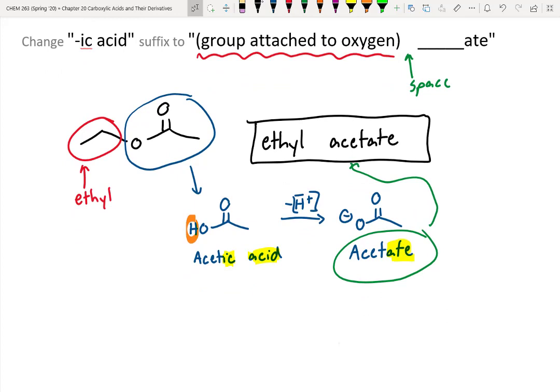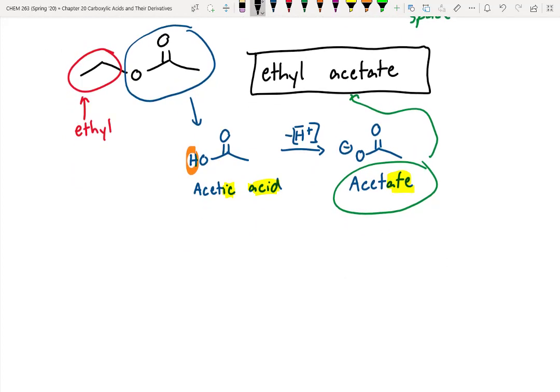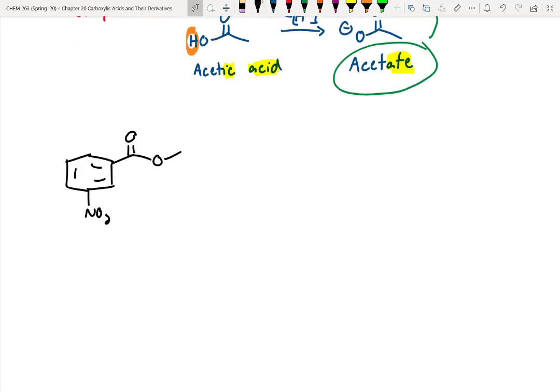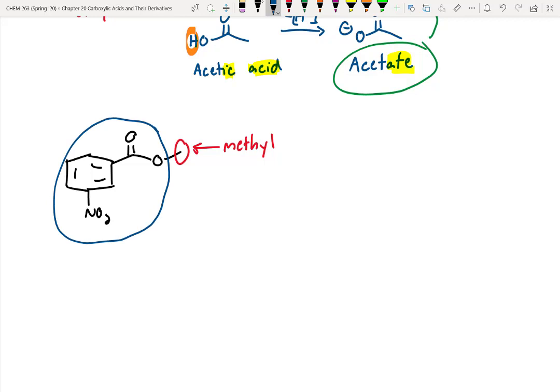All right, let's try another one. And this one is actually going to be an example from lab. So for example, in the lab video, we created this compound where we had a nitro group coming off of an aromatic ring, and we had an ester. All right, so when we first look at this, I always identify the group attached to the oxygen. In this case, this is a methyl group. And then over here, I would say, well, let's identify this as a carboxylic acid, and name that, and then we'll change it to the carboxylate salt.